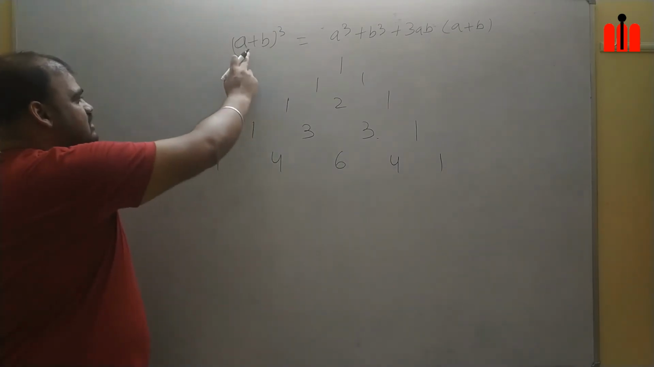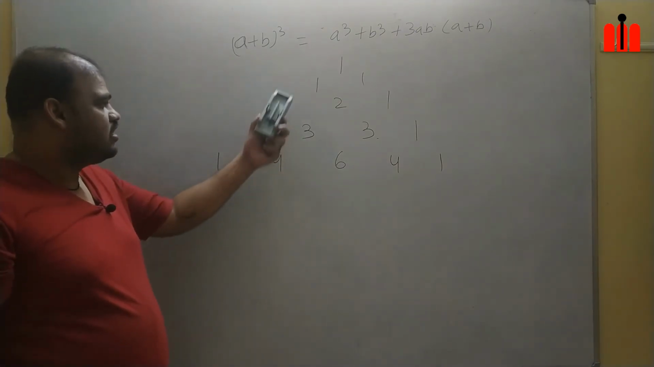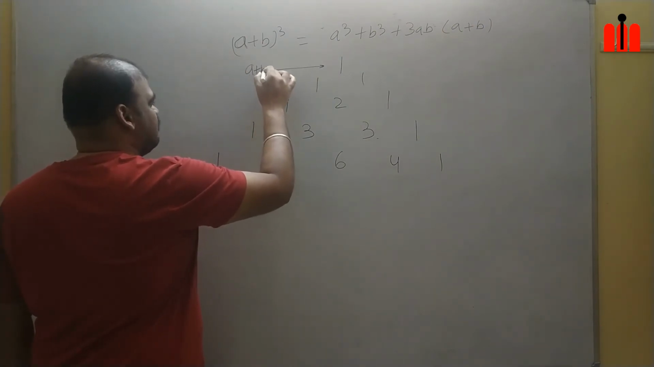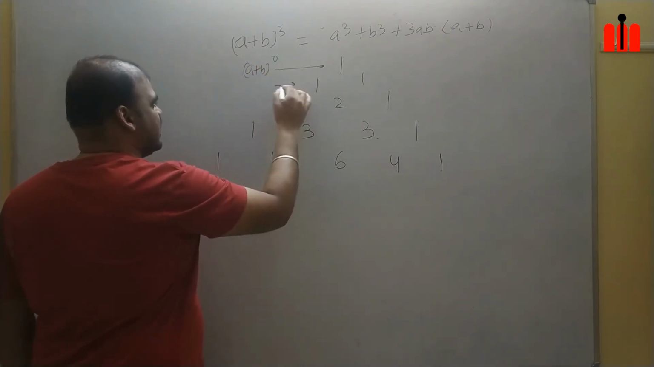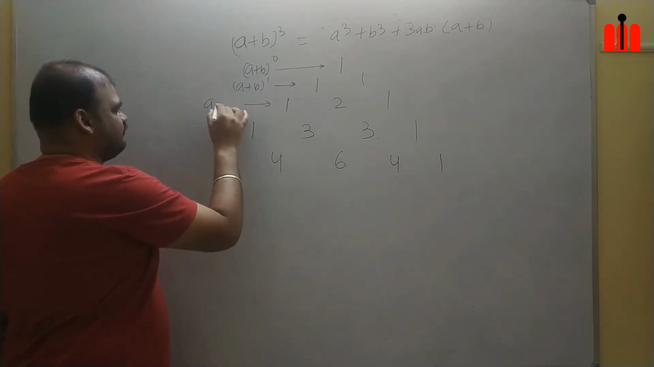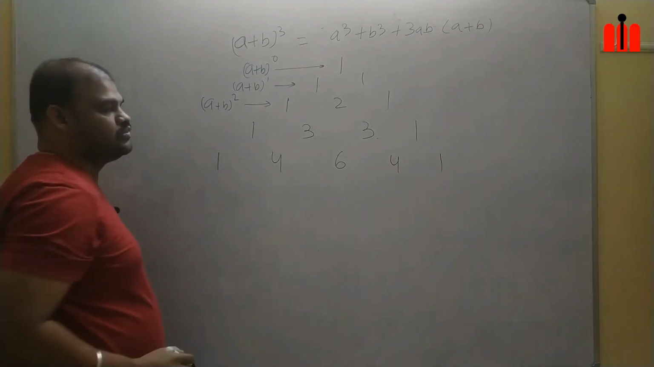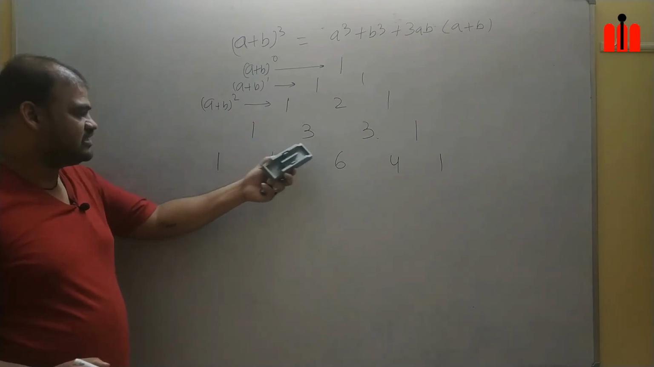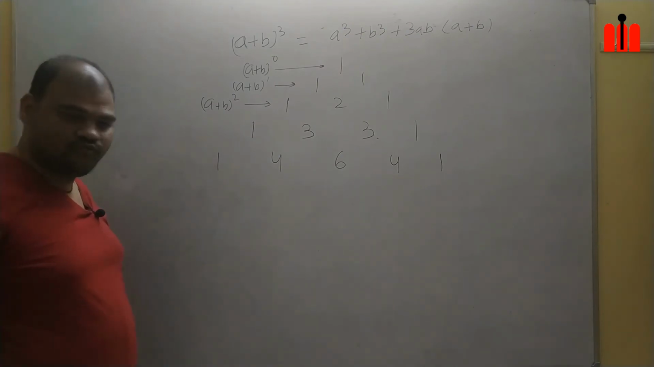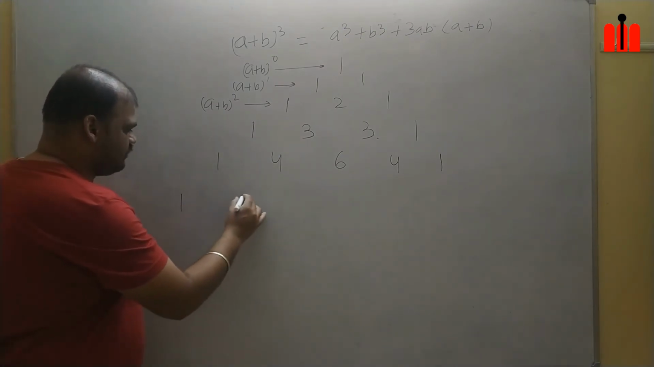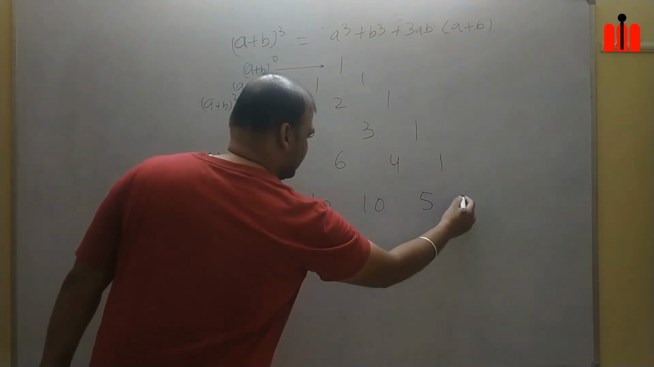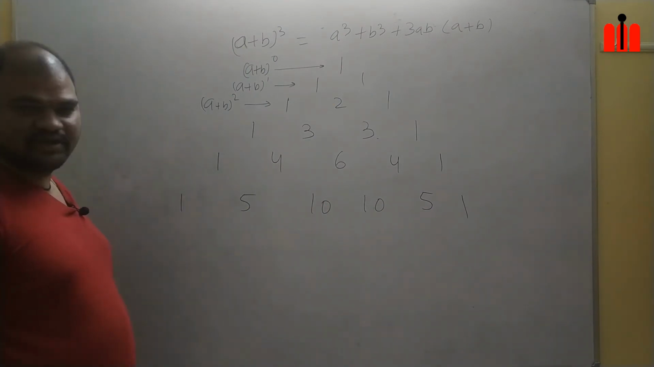So if you take a plus b, then this is the expansion of a plus b to the power of 0. This is the expansion of a plus b to the power of 1. This is the expansion of a plus b to the power of 2. Like that, each and every step, this is the expansion of a plus b to the power of 3, this to the power of 4, and this to the power of 5. Okay, 10, 10, 5 and 1. How to write this expansion now?